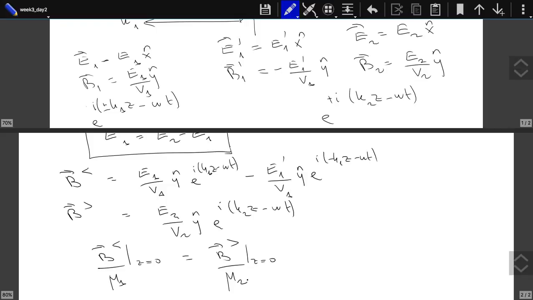I'm equating the magnetic fields because my boundary condition tells me that the parallel component of the magnetic field over mu should be continuous, but our magnetic field only has the parallel component, it doesn't have the perpendicular component.